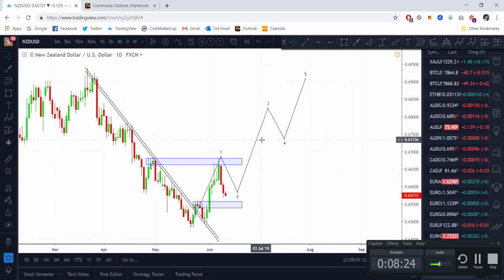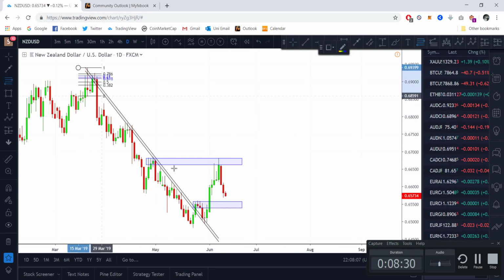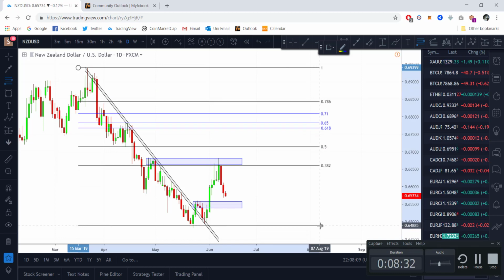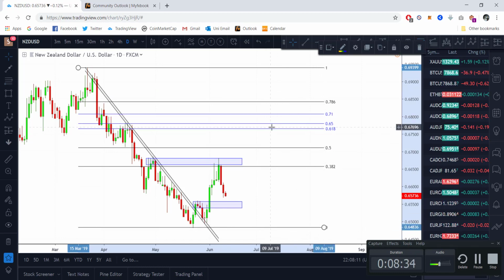This is the macro view. So target 1 down here. Target 2 would be probably the 618 of the total thing, around there. Target 3 would be equal highs somewhere up there.